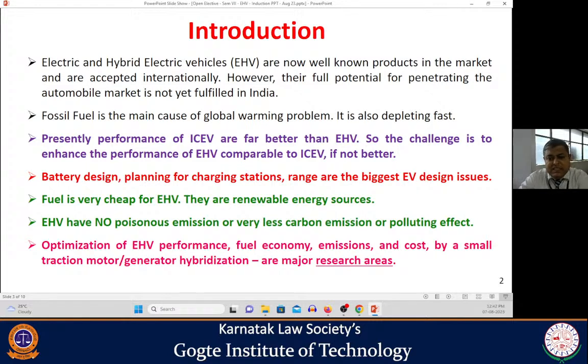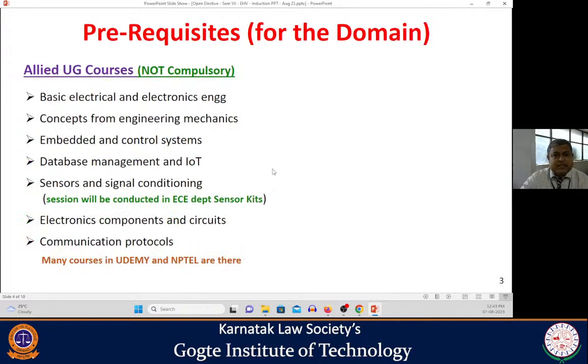So engineers are required from everywhere, starting from electrical, mechanical, electronics, CS, IS and all. And I will show you which subjects or courses you have already studied that are related to this EV field. I told you it's a multidisciplinary subject. So basic electrical and electronics engineering and the concepts of engineering mechanics. I think every engineering student has studied this. Even students from diploma have also studied these basics of electrical, electronics and mechanical engineering.